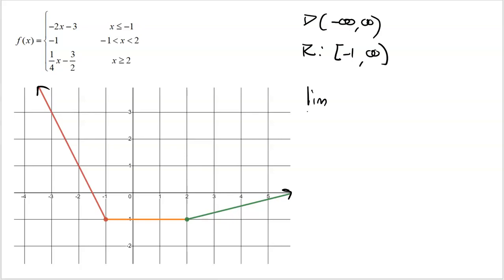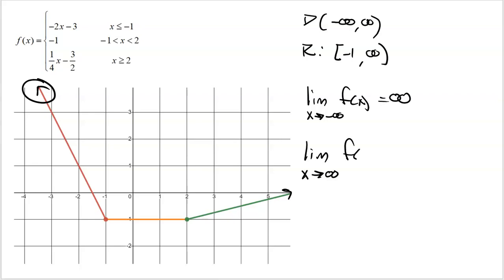What is the limit of this function as x goes towards negative infinity? If we're looking at the left end of the graph, it's going towards infinity. It's going up forever. And what is the limit as x goes towards positive infinity for this function? What is the limit on the right end behavior? Well, it looks like it's going up. Now it's going up at a slower rate.